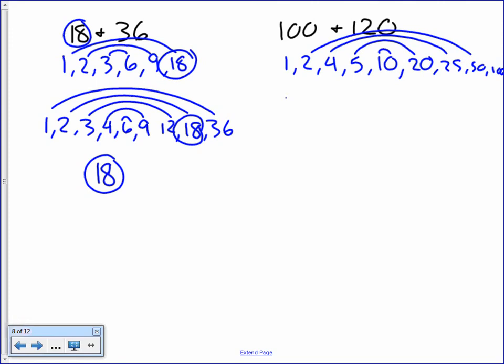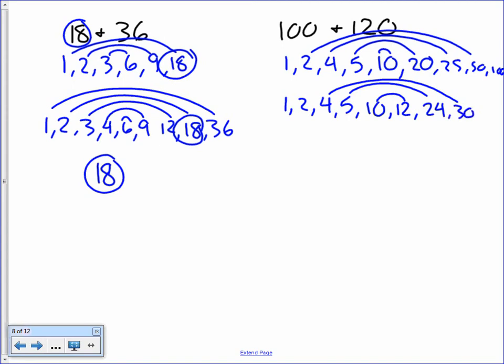And 120, I have 1, 2, 4 will divide it. 5. 10 will divide it. So 10 times 12. 5 times should be a 24. 4 times 30 will give me 120. 2 times 60 and 1 times 120.